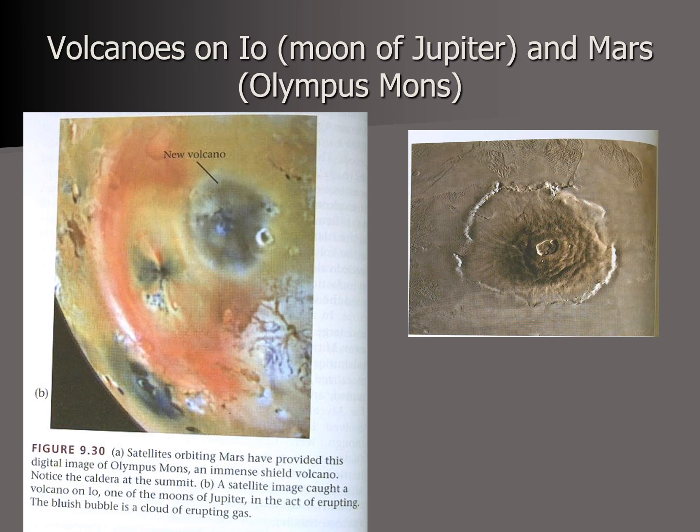And then over on the left, you have a volcano on Io, one of the moons of Jupiter. And that's it.